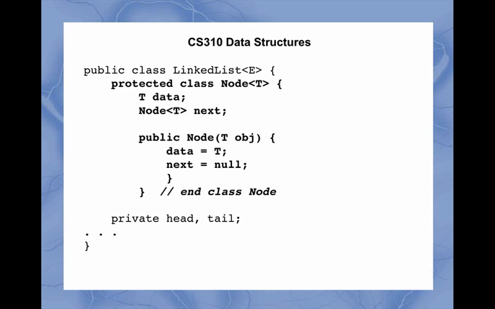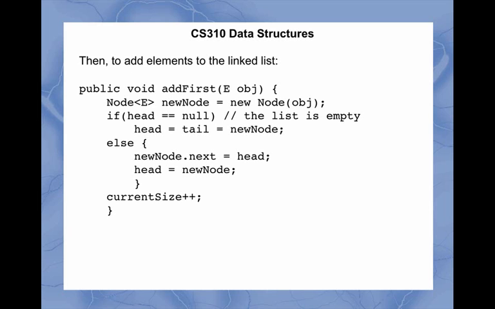So this is a very, very simple class that is just more or less a wrapper for two things: the data we're going to store in the list and a reference to the location of the next element in the list. So then, to add elements to our list, I have here the prototype for an add first method. That is, this method adds to the beginning of the list, inserts it in first position.